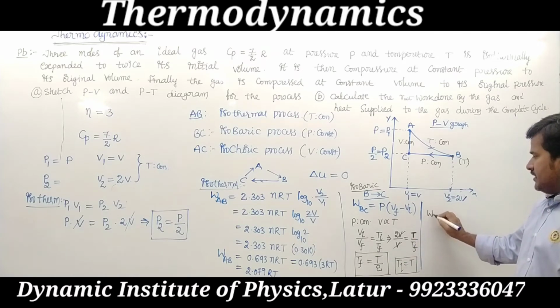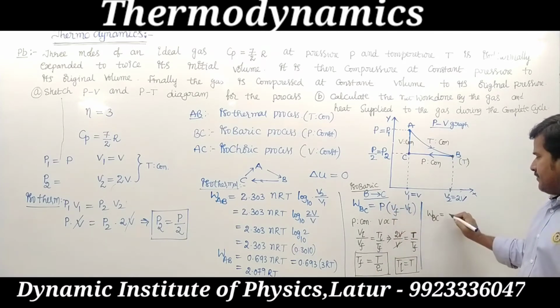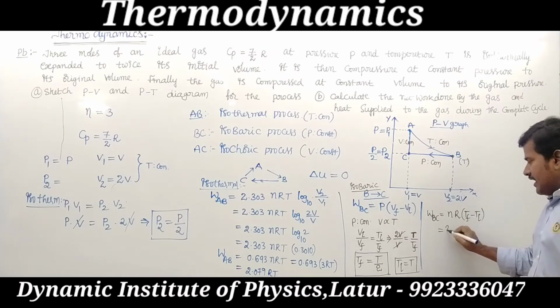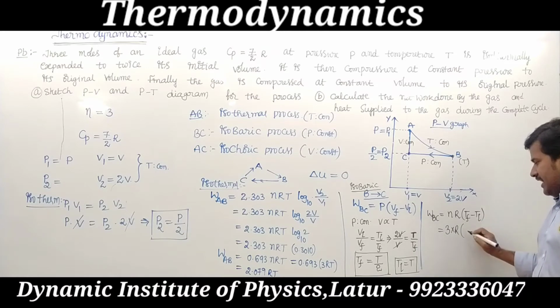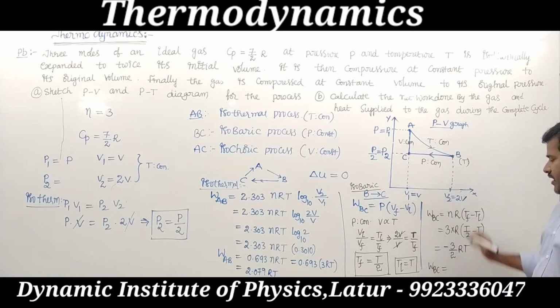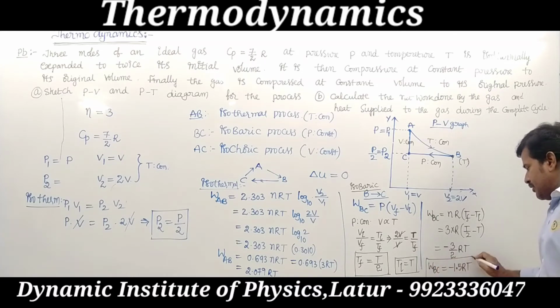Here the work done from B to C is nothing but nR into T final minus T initial. With n as 3, it becomes 3 into R into T by 2 minus T, which is minus 3RT upon 2. So the work done from B to C becomes minus 1.5 RT.